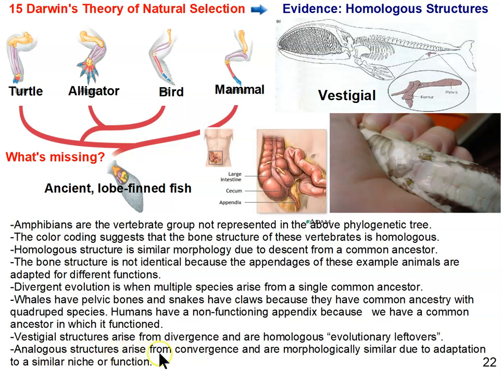Analogous structures arise from convergence and are morphologically similar due to adaptation to a similar niche or function. So again, just like on the previous slide, I'm trying to point out the difference between homologous, which is what we're looking at here, and analogous, which is what we were looking at on the previous slide when it comes to, for example, comparing marsupial mammals to placental mammals. They look similar even though they're not closely related to each other. They have analogous structure.